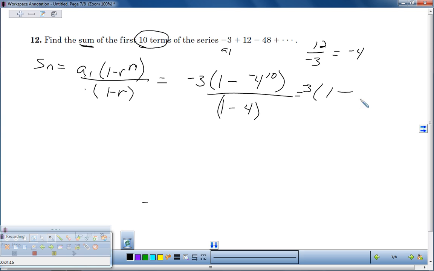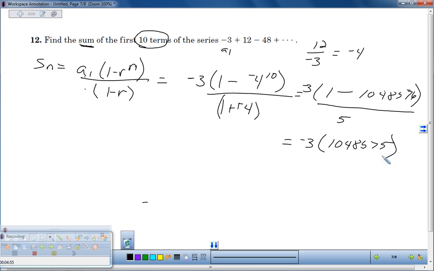When we do this, we'll end up with negative 3, and then 1 minus 4, let me clean that up, to the 10th is 1048576. Okay, now we'll end up subtracting because of this, but this number is actually positive. All over, now almost left off a negative sign there, negative, negative, so that's going to end up adding, so that's going to be 5. So we end up with negative 3 times 1048575, all divided by 5.